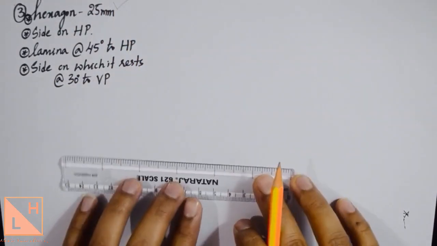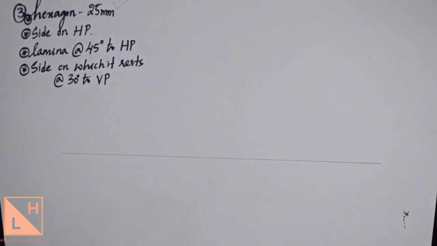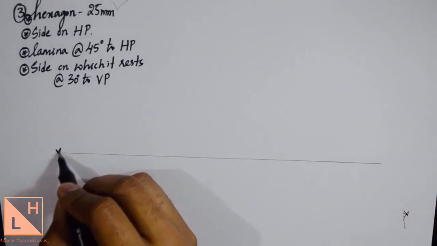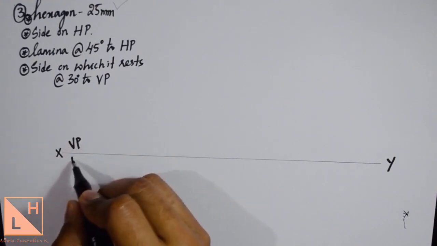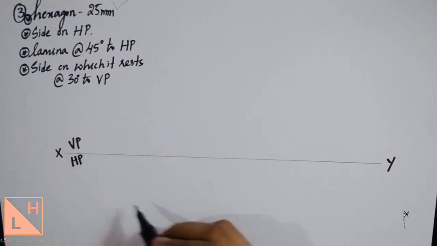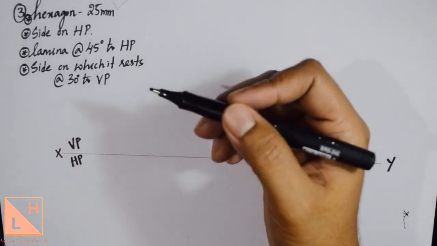So the first thing we do here is we'll draw a hexagon. To do that, we need first a reference line, which we call the XY line. We'll first draw that. Okay, so there we have the XY line, and above the line will be considered as VP, below the line will be considered as HP, as we are considering the first angle projection. Now before we start the first position, as I've told you, we'll be using the circle method as usual.